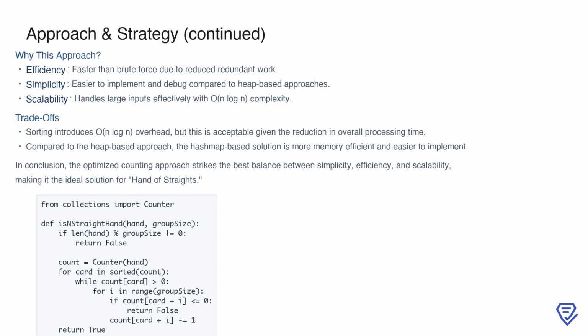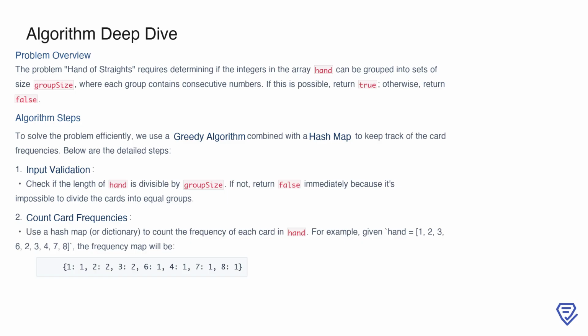form valid groups. The problem hand of straights challenges us to determine whether the integers in an array can be grouped into sets of a specific size, where each set contains consecutive numbers. If we can achieve this grouping, we return true, otherwise, we return false. To solve this problem efficiently, we use a greedy algorithm in combination with a hash map. The greedy approach ensures that we always process the smallest card values first, which helps in forming consecutive groups, while the hash map helps us track the frequency of each card efficiently.